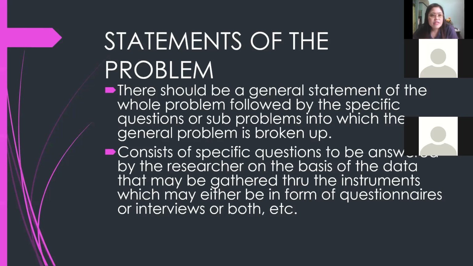general objective of your study, and then it is followed by the specific questions or sub-problems into which the general problem is broken down. So again, the first part is the general statement of the objective of your study or the general problem, and then after that we will break down the problem into smaller parts or sub-problems as we call them. So again, ang statement of the problem consists of specific questions to be answered by the researcher on the basis of the data that may be gathered through the instruments, which may either be in form of questionnaires, interviews, or both, or even through experiment.